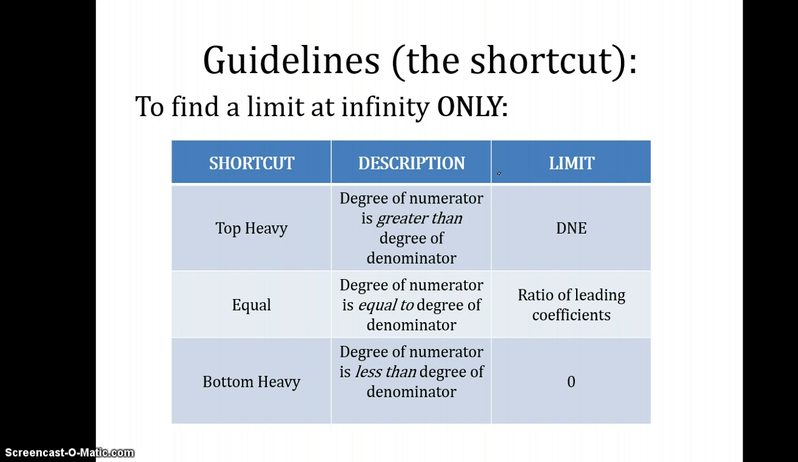So when you are approaching a limit at infinity only, these shortcuts can be used. If the function is top-heavy, the limit at infinity will automatically not exist. If the function is what we consider to be equal, the limit at infinity will be just the ratio of the lead coefficients. If the function is bottom-heavy, then the limit at infinity will always be 0.